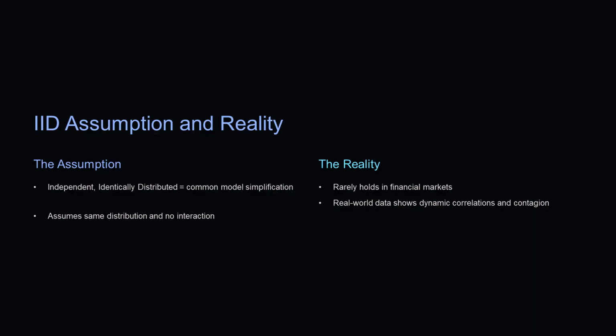Section 10. The independent and identically distributed case. Finally, many models assume random variables are independent and identically distributed, often abbreviated as IID. This assumption means each variable comes from the same distribution and none of them influence the others. It's a clean starting point for theoretical work, such as the central limit theorem, but in finance it's rarely realistic. Markets evolve, correlations change, and shocks spread quickly across assets. That's why modern risk frameworks replace the IID assumption with explicit correlation structures or copula-based models that can handle tail dependence.